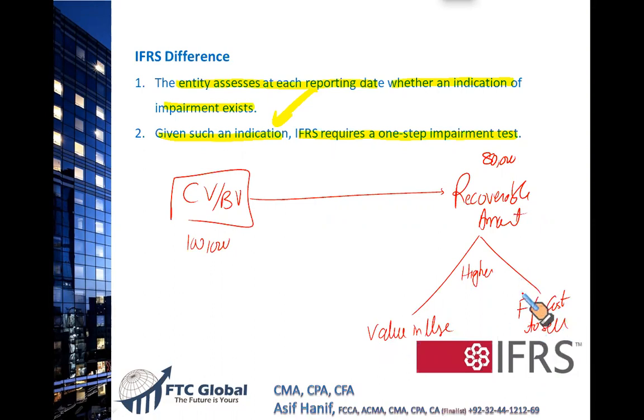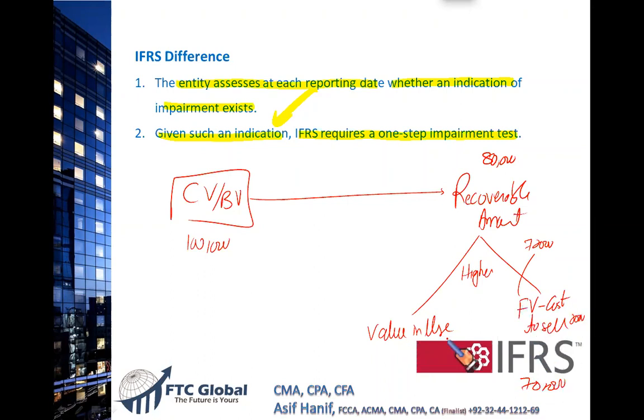Let's take the same numbers. Fair value was considered to be 72,000. That's what the asset can be sold for. And we may have to pay $2,000 to sell it. Fair value minus cost to sell is 70,000. Right? Fair value minus cost to sell is 70.